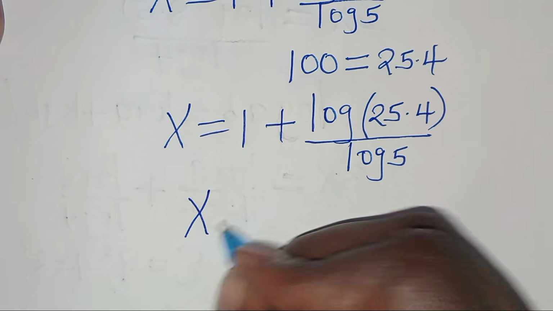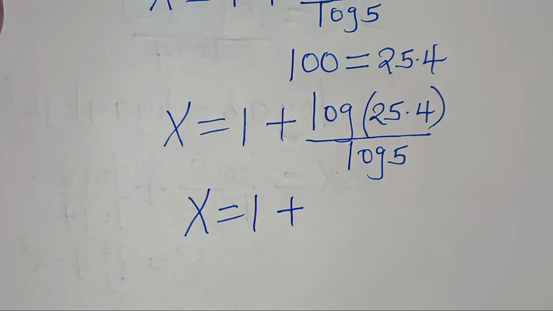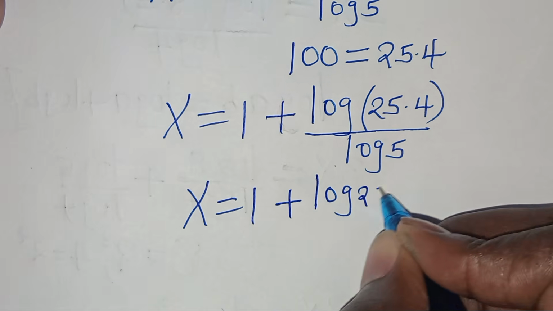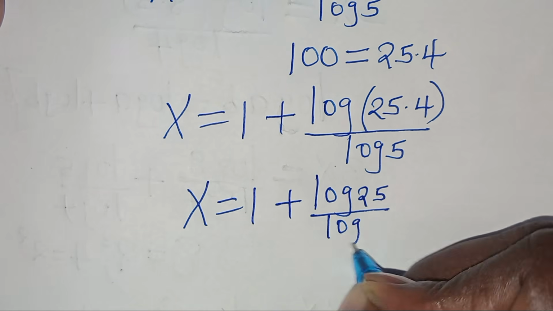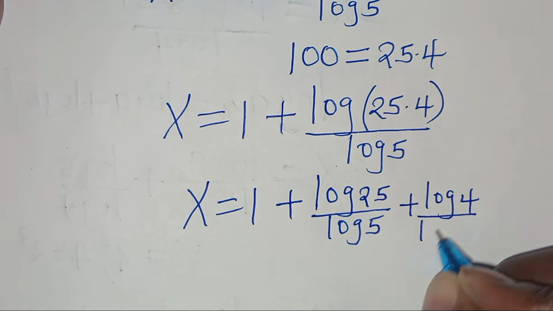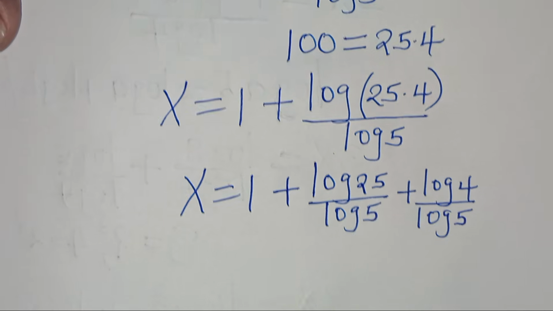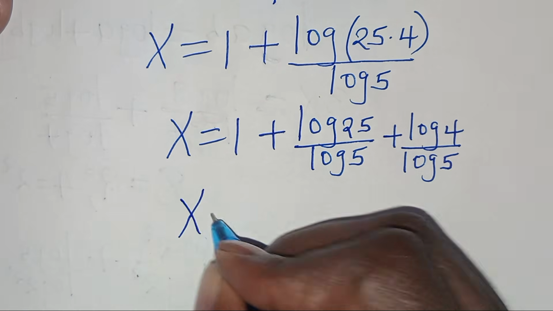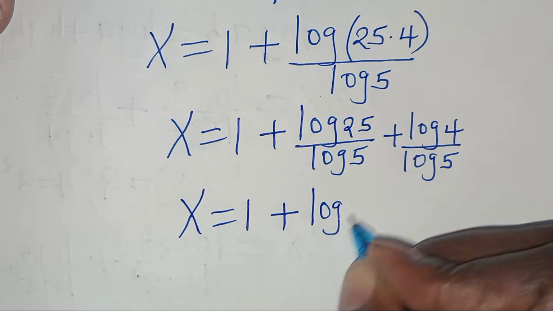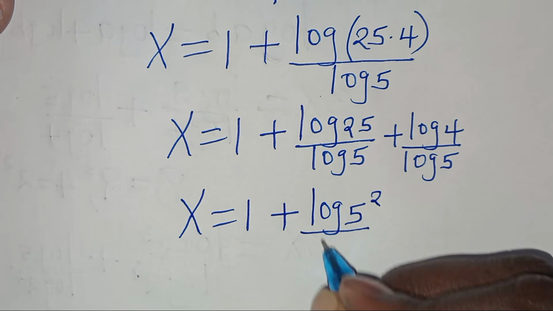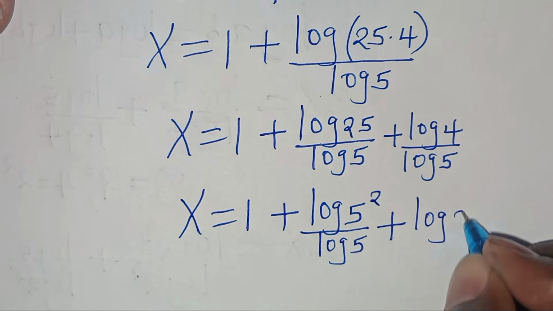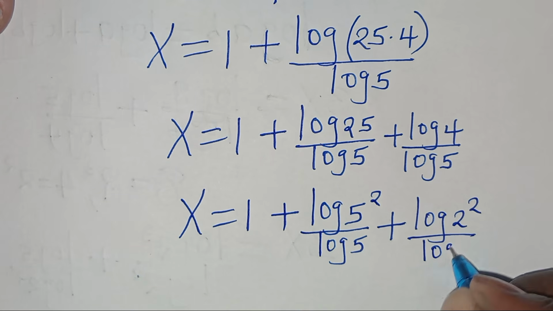Now we have x equal to 1 plus, now we can express log of 25 times 4 as log 25 divided by log 5, plus log 4 divided by log 5. So that now we have x is equal to 1 plus, we can express log 25 as log 5 to the power of 2 divided by log 5, plus log 4, which is log 2 to the power of 2, divided by log 5.